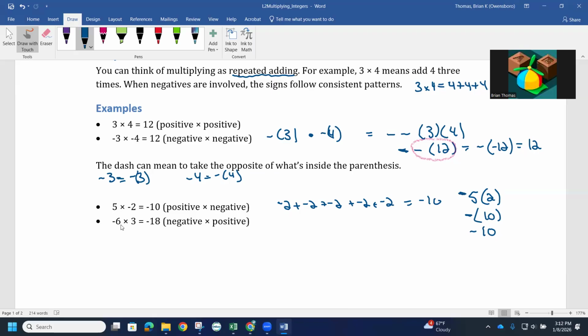When I see this negative 6 times this positive 3, I'm seeing this as the opposite of 6 times 3. So mathematically, what I'm doing is multiplying 6 times 3 is 18. And then what's the opposite of an 18? That's going to be a negative 18. So you start to see a pattern involving negatives. If you're multiplying two negatives, the answer is going to be a positive. If you're only multiplying one negative, the answer is still going to be negative.